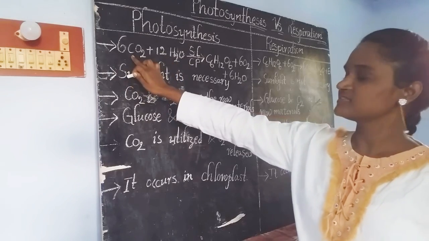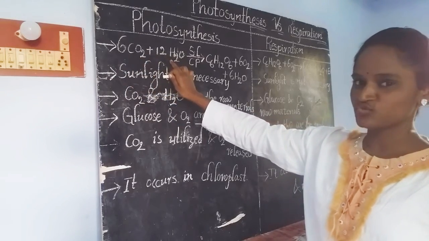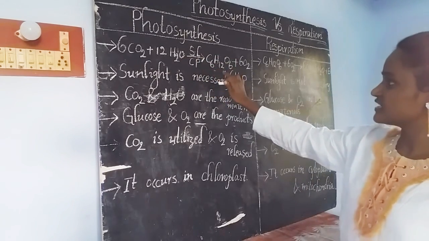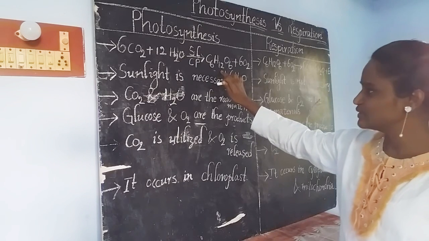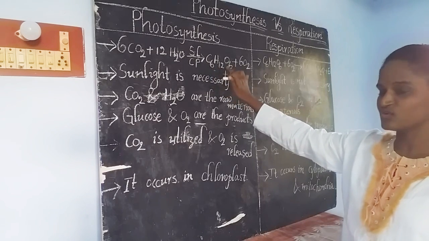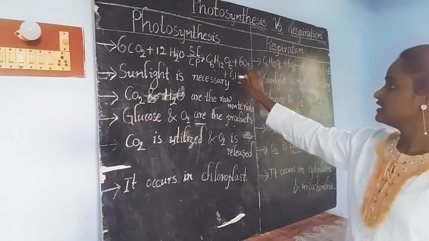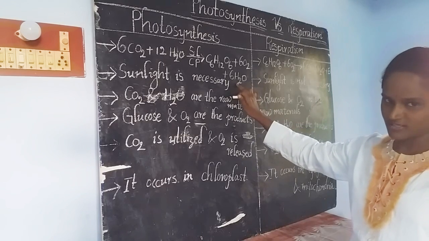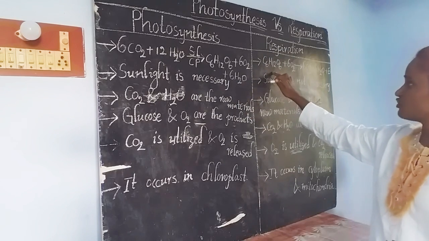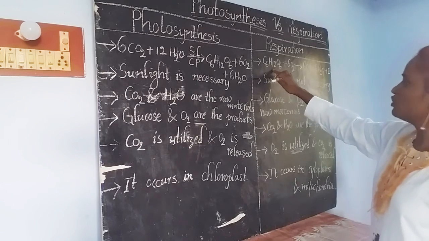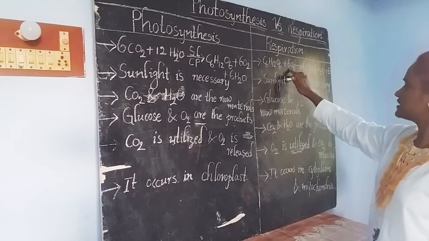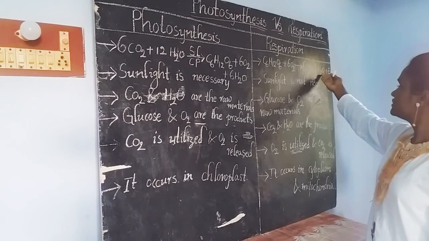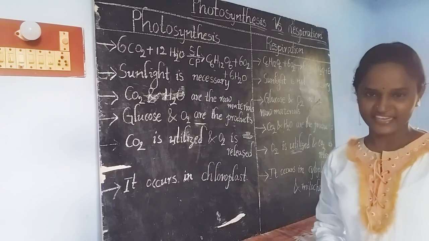We all know that 6CO2 and 12H2O, in the presence of sunlight and chlorophyll, produce glucose, C6H12O6, and 6 molecules of oxygen and 6 molecules of water. If we talk about the equation of respiration, glucose reacts with oxygen and forms carbon dioxide and water. Along with these two, it also releases energy.